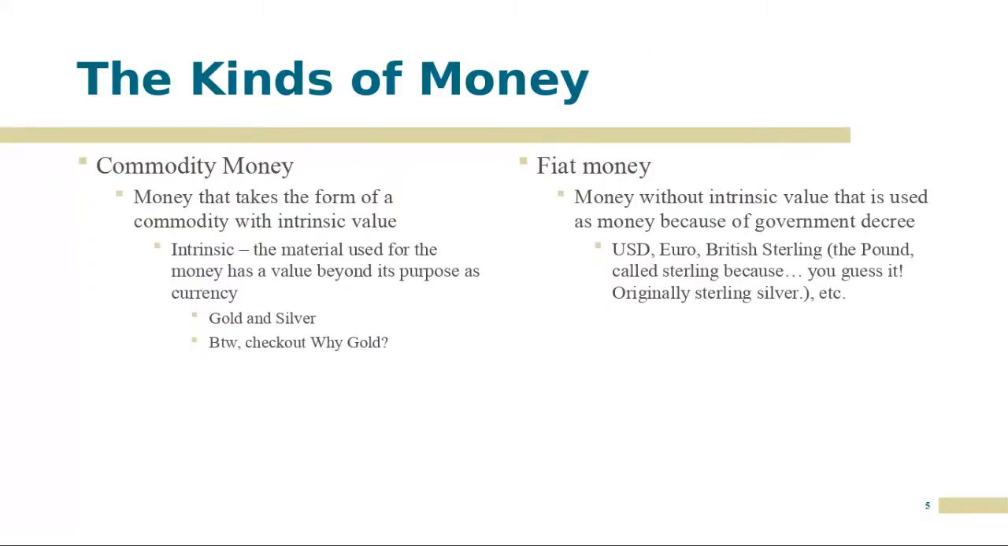This brings us to kinds of money. You basically have two general types. The first and earliest kind of money was commodity money, and this is money that takes the form of a commodity with intrinsic value. And by intrinsic, what we're saying is the material used for the money has a value beyond its purpose as currency. The classic examples of commodity money are gold and silver, which you can immediately recognize, right? Gold and silver have uses outside of just being money. Silver is used for jewelry. Gold is used for conducting electricity, metal, jewelry, multiple uses. So basically, commodity money uses a commodity for the currency, which in turn has a use value beyond just being money.